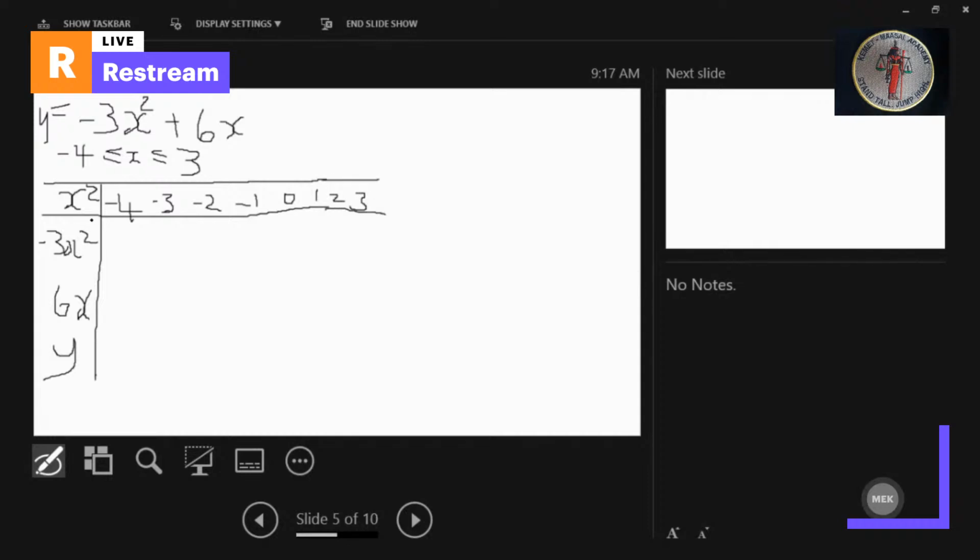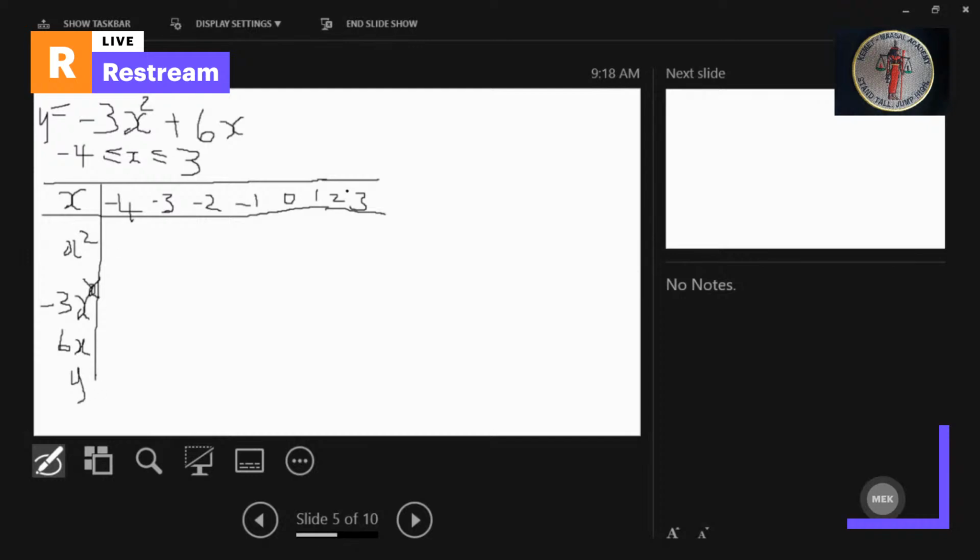Oh, I did the wrong thing. I'm supposed to have x alone there, and then x squared, and then negative 3x squared. All right, so that's x. We're going to square our x's, then multiply them by negative 3, and then we're going to have 6x, and then our y values, right?